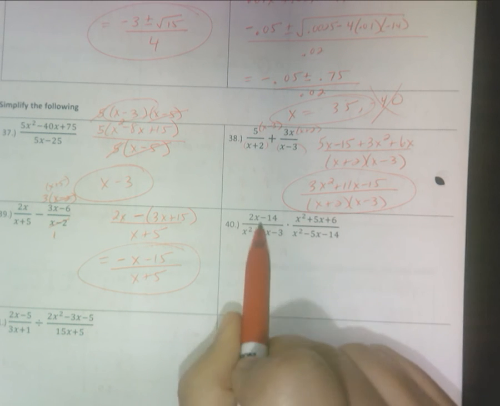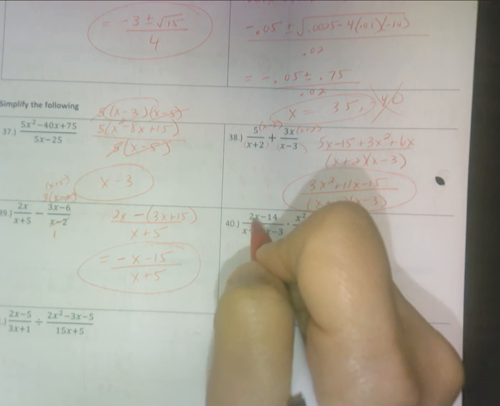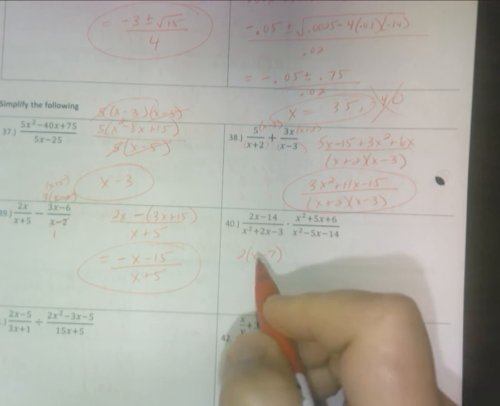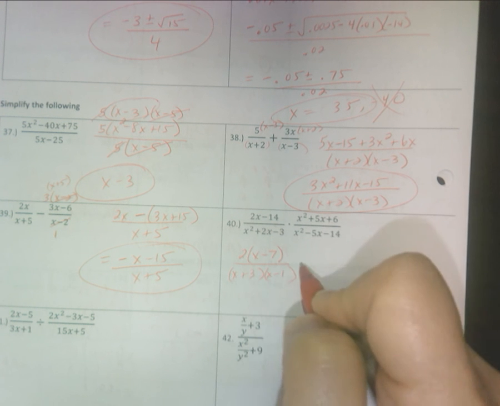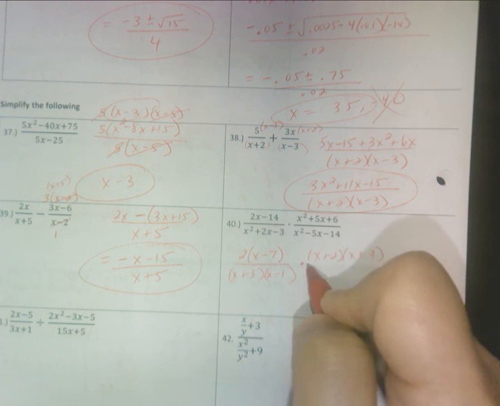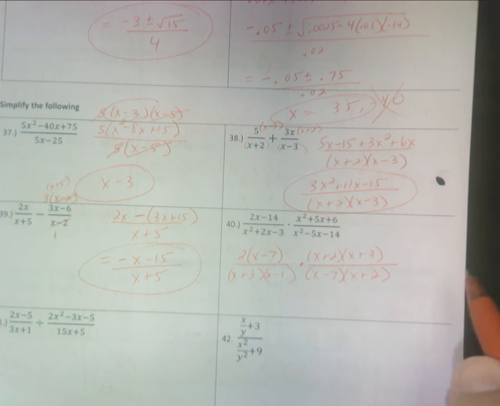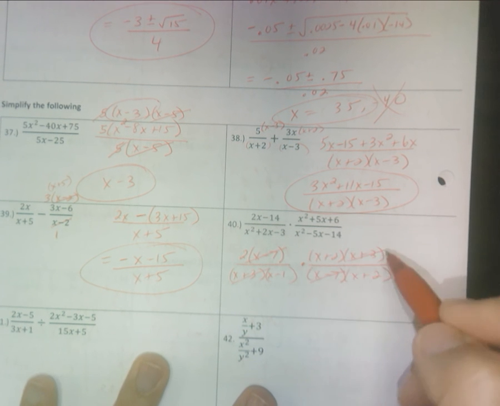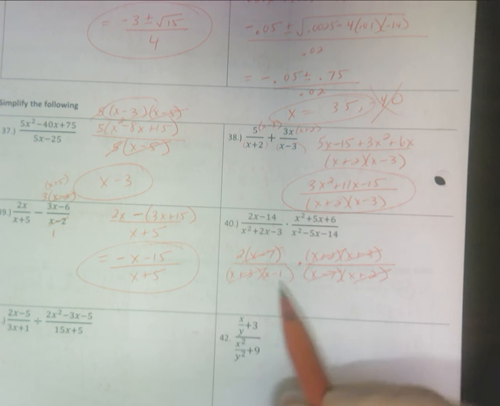Number 40, again, all about factoring and all about cross-canceling with fractions. So this top 2x minus 14, you can factor out a 2, and you're left with x minus 7. This bottom factors into x plus 3, x minus 1. This x squared plus 5x plus 6 is x plus 2, x plus 3. And this factors into x minus 7, x plus 2. Now again, fraction-wise, you can cross-cancel. You can also cancel top to bottom of anything. So your final answer is just the 2 over the x minus 1.